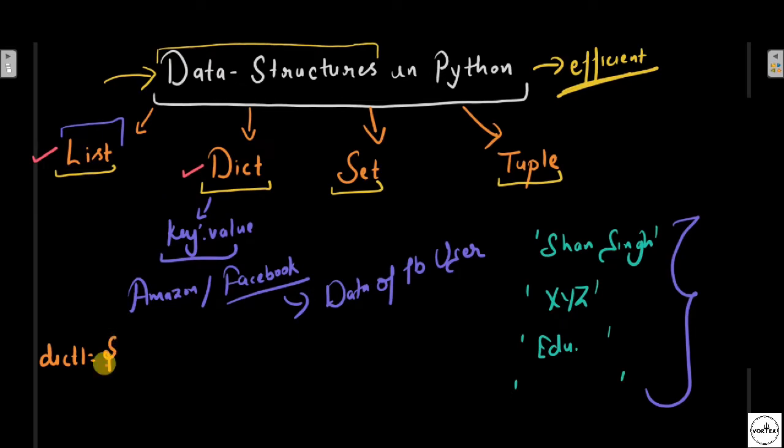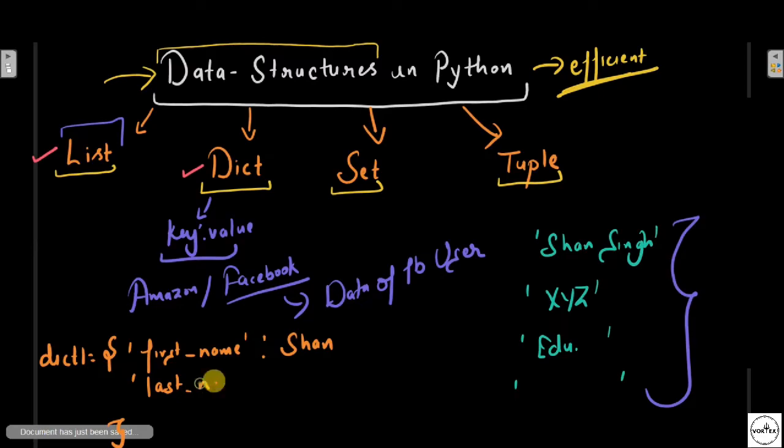Dictionary is defined using curly braces. So this is how you can think of defining a dictionary. My key is first name, this is my first key, and then I have some value, let's say Shan. Then I have a second key as last name, with some value, imagine Singh.